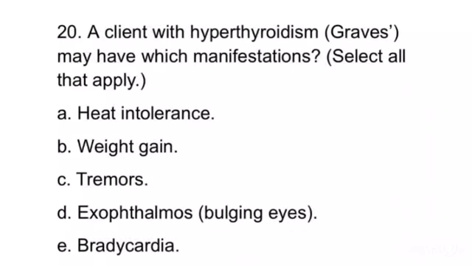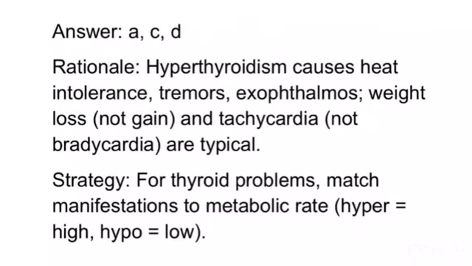20. A client with hyperthyroidism, Graves, may have which manifestations? Select all that apply. A. Heat intolerance. B. Weight gain. C. Tremors. D. Exophthalmos, bulging eyes. E. Bradycardia. Answer: A, C, D. Rationale: hyperthyroidism causes heat intolerance, tremors, exophthalmos; weight loss, not gain, and tachycardia, not bradycardia, are typical. Strategy: for thyroid problems, match manifestations to metabolic rate, hyper equals high, hypo equals low.